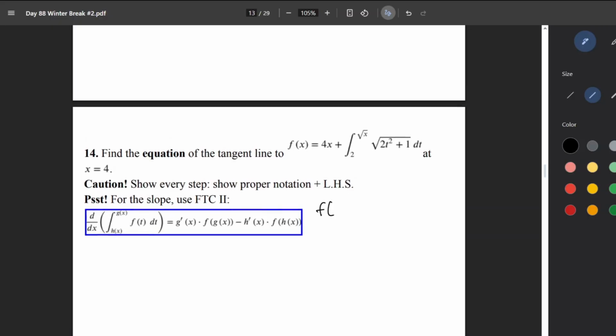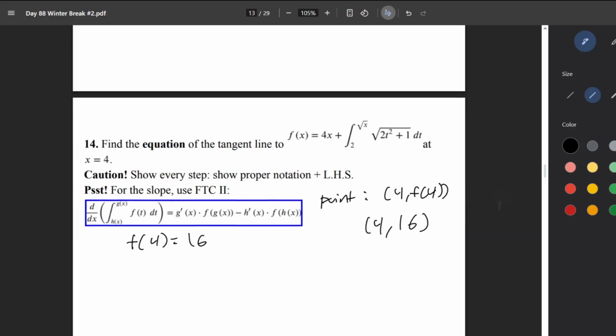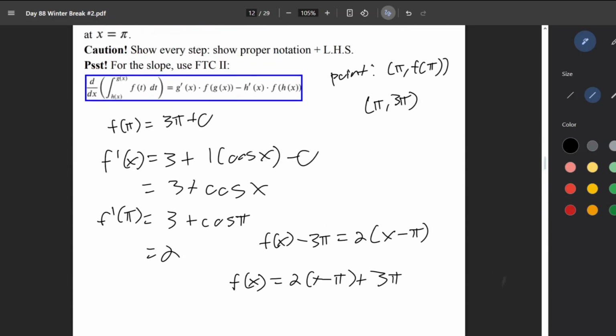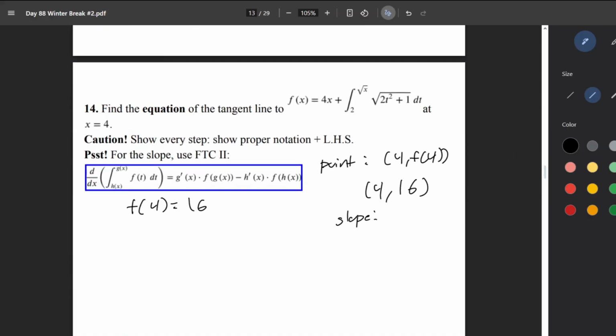So our point, get the point first, is 4, f of 4. So f of 4 equals 16, and we know square root of 4 is 2, 2 to 2, 0. So it would be 4, 16. Now slope, did I write the slope on the other one? We'll find it anyway. So it would be f dash of x equals 4, and then apply this, FTC2.